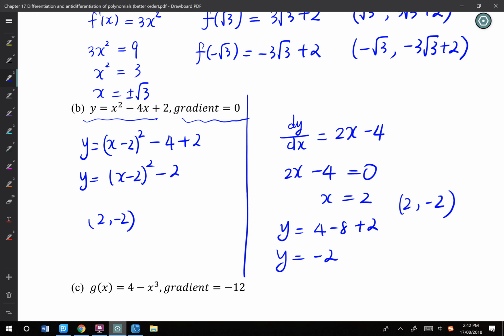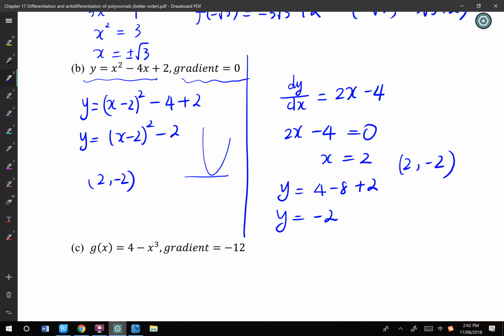Sorry, how did you do it the first way? I don't understand why. Turning point. Turning point's gradient must be 0. Oh, right. Yeah, the gradient must be 0. So I'm just completing the square, finding the turning point form, and I find what the turning point is. So at that point, the gradient is 0. So that's just the first way.